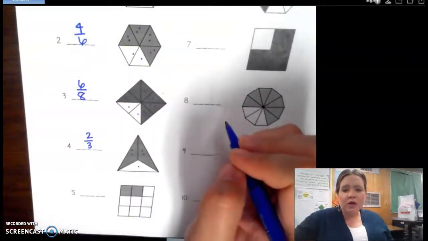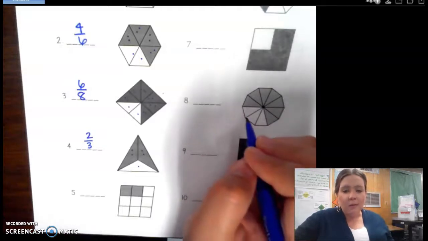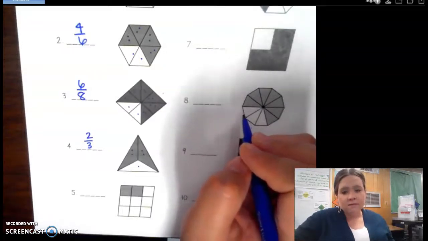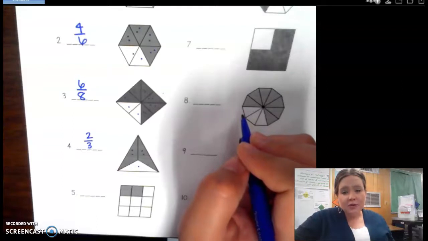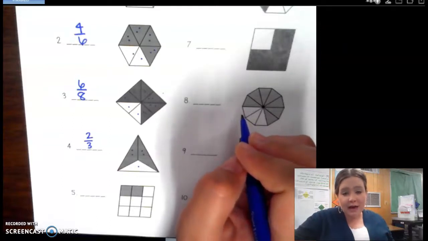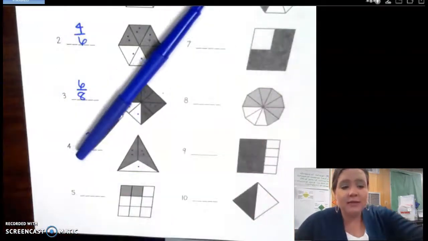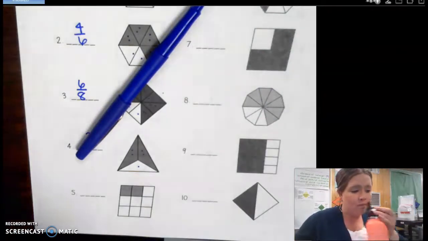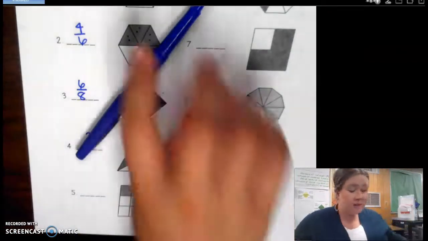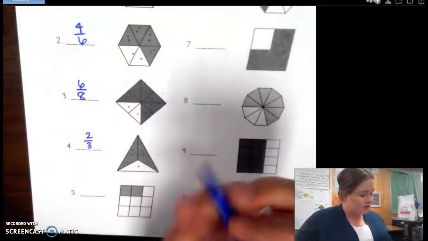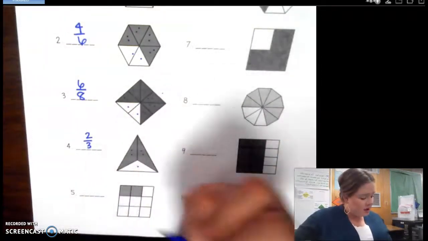Who remembers what your numerator represents? Yes, your numerator is the total number of pieces that are being counted or shaded, and your denominator represents what? Your denominator represents the total number of pieces or parts in the whole. Awesome. All right, number 5.